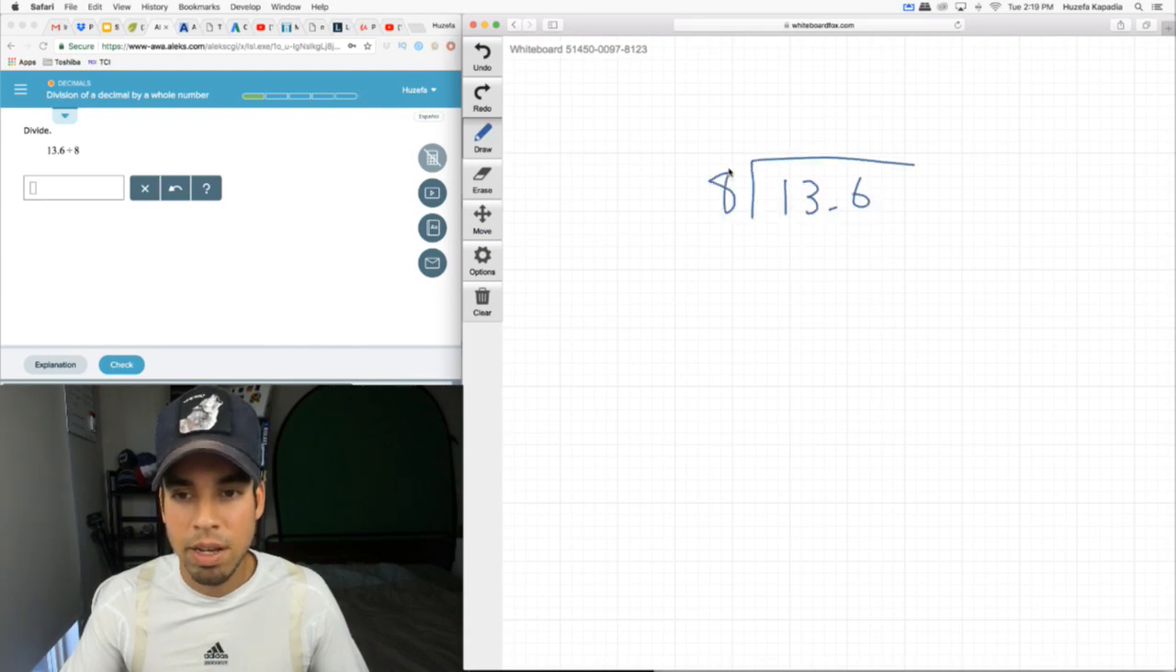13.6 divided by 8. 8 goes into, put that decimal right up top. 8 goes into 13 once. Subtract, we get 5, bring down the 6. 8 goes into 56 7 times.